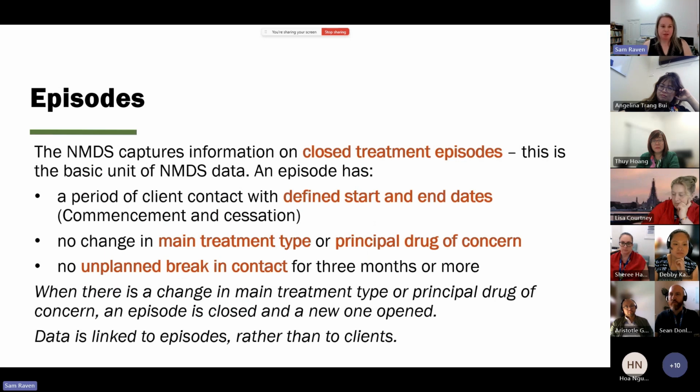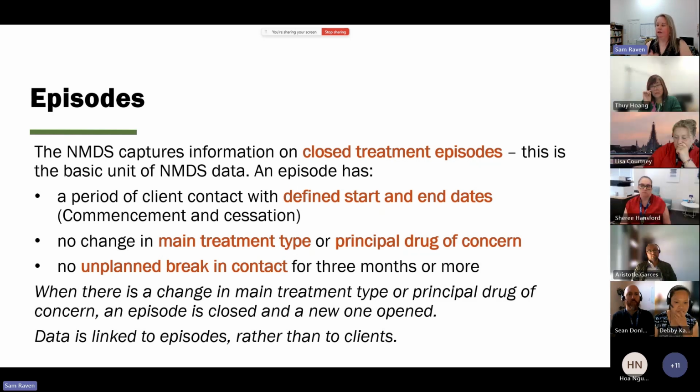So as I mentioned, the basic unit of NMDS data is a closed treatment episode. So if you have clients that you're engaged with over the end of a financial year, say a client comes along in June, engages with your service, and they're still engaged in an open treatment episode in July or August, they are not counted in that financial year. If they're still open at the end of the financial year, they're not counted. They are counted in the following financial year when their treatment episode is closed.